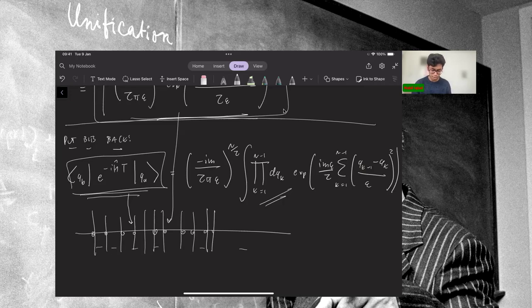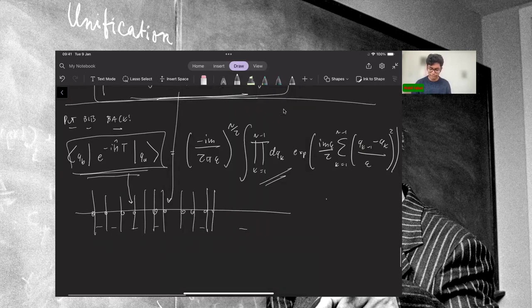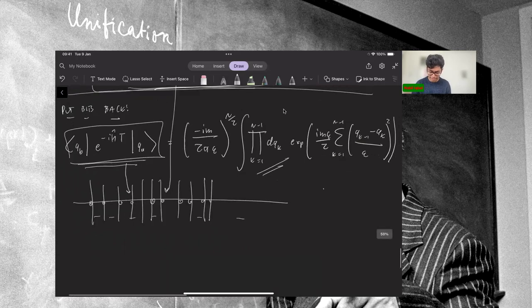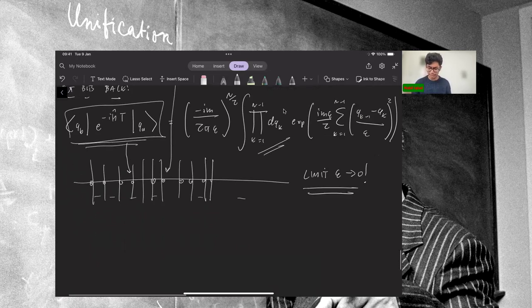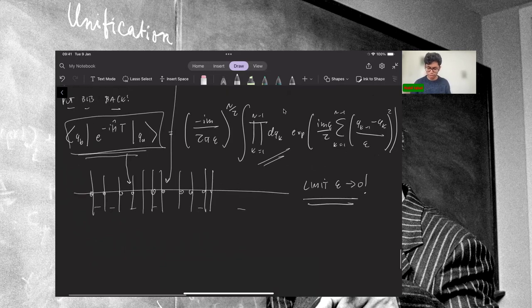Okay, and now we're almost done. The final thing we're going to do is take the limit that epsilon goes to 0. Because remember, epsilon is meant to be very small. Let's take it all the way to 0. So what is happening, actually, if we take the limit where epsilon goes to 0? Some of these things should look really interesting here.